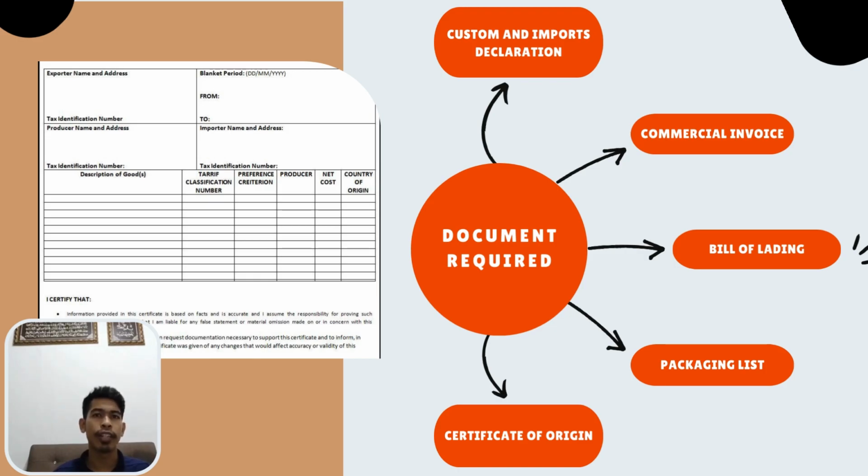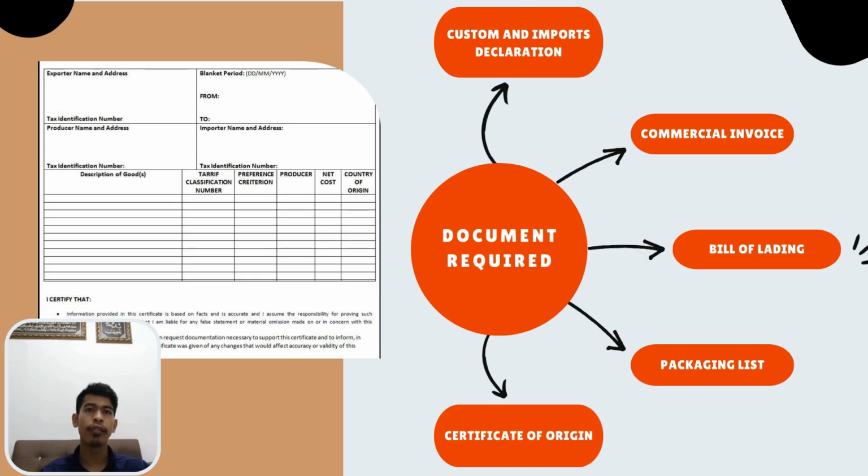The required documentation for exporting and importing goods are Custom Export and Import Declaration. This document is an official document that lists and gives details of the goods that are being imported or exported. The second document is Commercial Invoice. A commercial invoice is a document that is a bill of the goods that are being imported or exported. The commercial invoice includes most of the details of the entire export transaction, from start to finish.